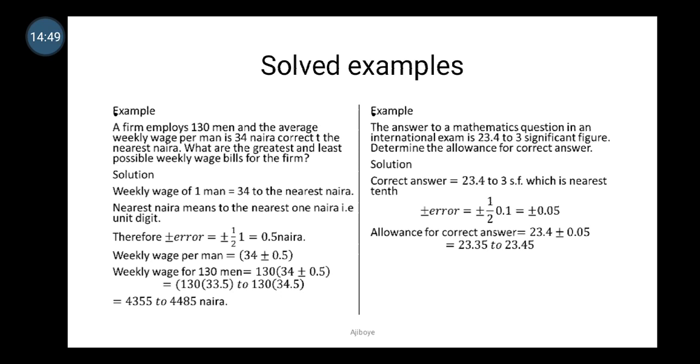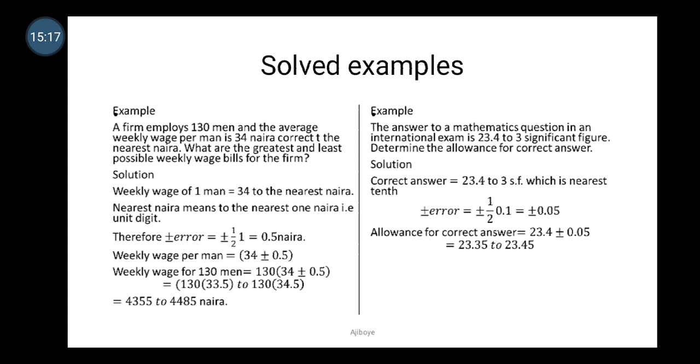If the correct answer is 23.4, right? If a student should give an answer of 23.35, then the student will be considered correct because it's within the limit. If the student should give 23.38 for instance, the student will be considered correct because if you approximate 23.38, you still get 23.4.